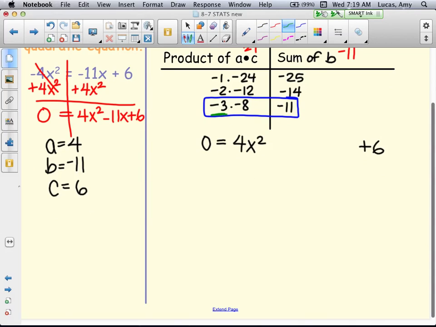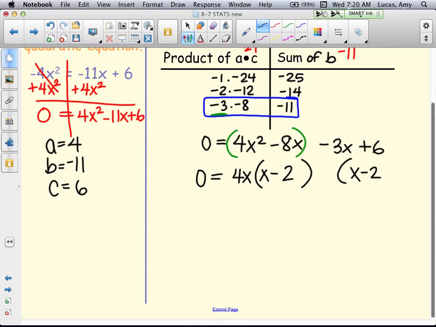This minus 3x does not have any common terms with the 4x squared, so I need to put it by the 6. And then the minus 8x by my 4x squared. So I can factor out a 4x. 4x times x is 4x squared, minus 4x times 2 is 8x. So I need to match the x minus 2.